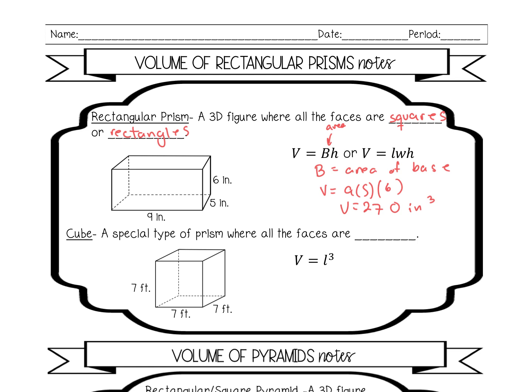And then a cube is a special type of prism where all the faces are squares. Because all the faces are squares, all the faces are the same. So if I follow the same formula as before, which is length times width times height, it's going to be 7 times 7 times 7, which is the same thing as saying 7 cubed. So it's going to be 343 feet cubed.